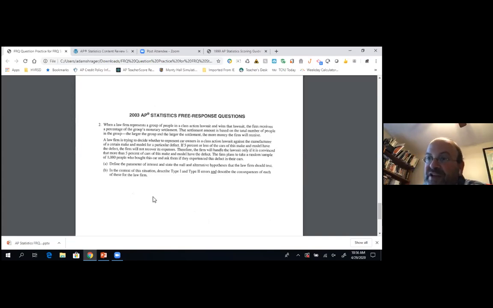If 5% or less of the cars of this make and model have the defect, the firm will not recover its expenses. Therefore, the firm will handle a lawsuit only if it is convinced that more than 5% of the cars of this make and model have the defect. The firm plans to take a random sample of 1,000 people who bought this car and ask them if they experienced this defect in their cars. Define the parameter of interest, state the null and the alternate, and describe a type 1, type 2 error, and let's describe the consequence.